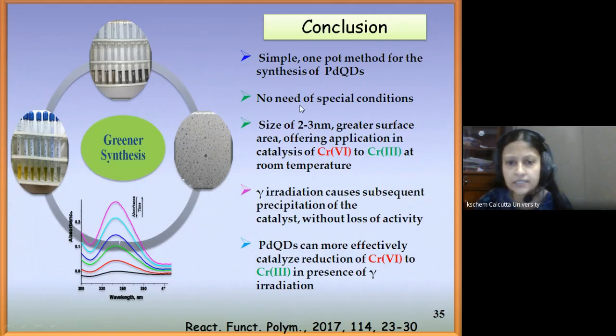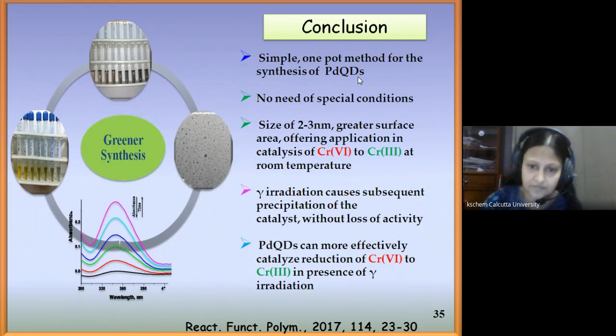Now, concluding this part, a simple one pot method for the synthesis of palladium quantum dots has been designed. No special conditions are required. Size of 2 to 3 nanometer, greater surface area, offering application in catalysis of chromium 6 to chromium 3 at room temperature has been obtained. Gamma irradiation causes subsequent precipitation of the catalyst without loss of activity. Palladium quantum dots can more effectively catalyze reduction of chromium 6 to chromium 3 in presence of gamma irradiation.